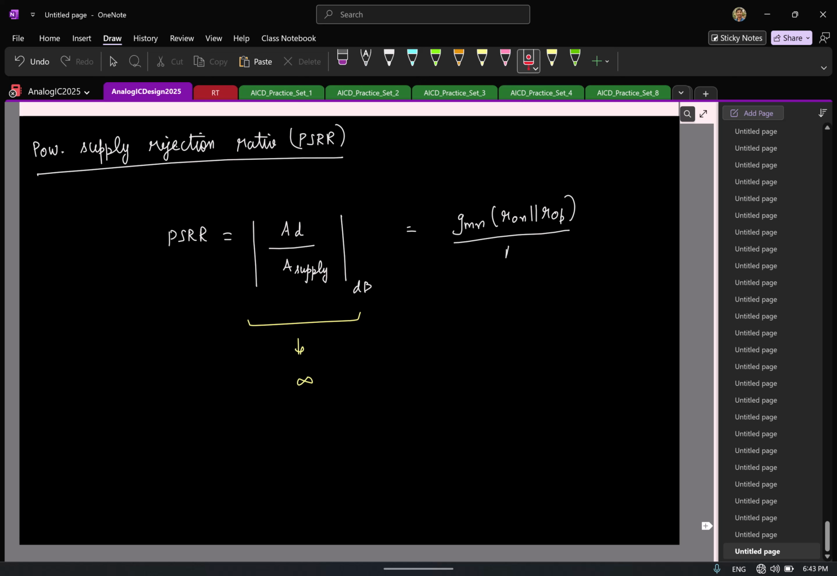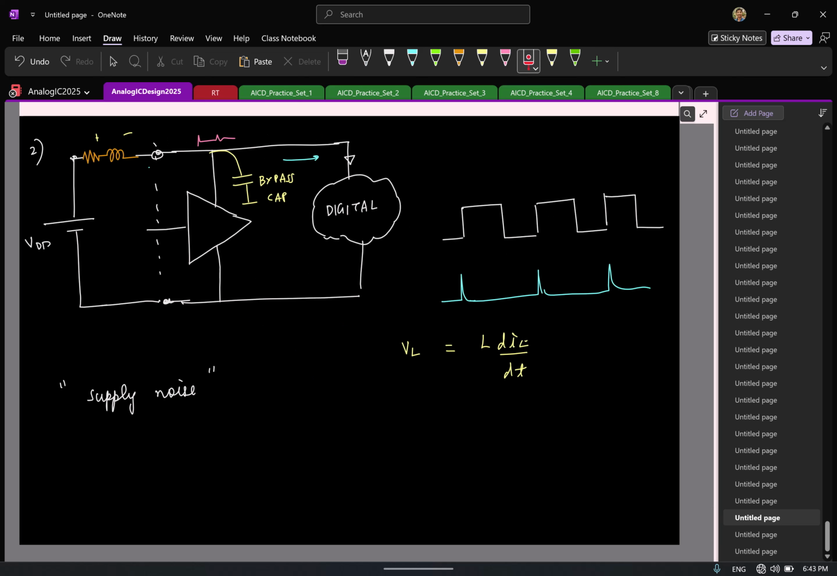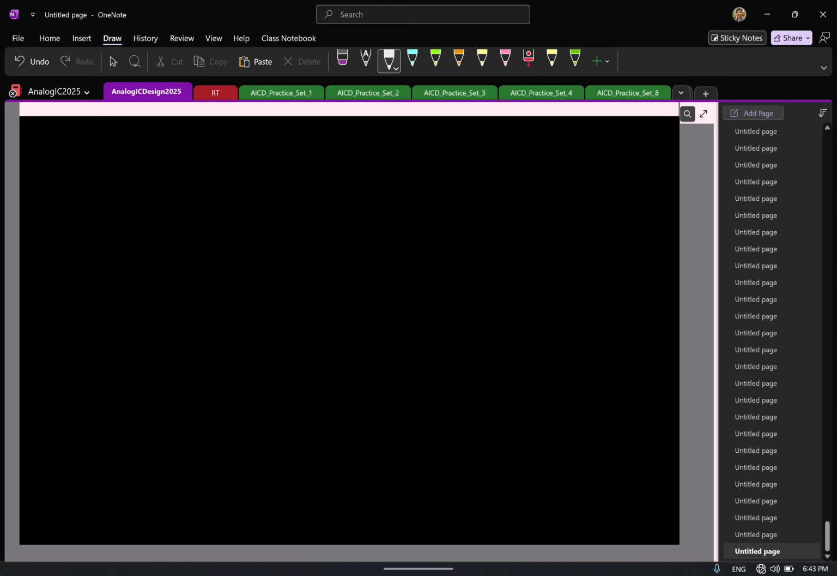Now I can make the same argument for the ground also, because even at the ground side I'll have a similar setup. So I'll have disturbances on the ground line, and that will again get impacted at the output. So in short, the current op-amps that we have seen are sensitive to supply, ground, and any kind of common mode interference. So let's see what can be a fix to that.